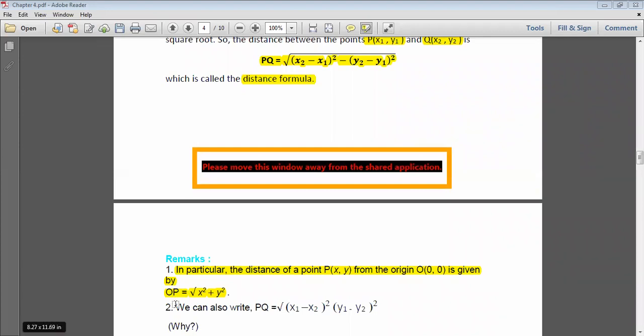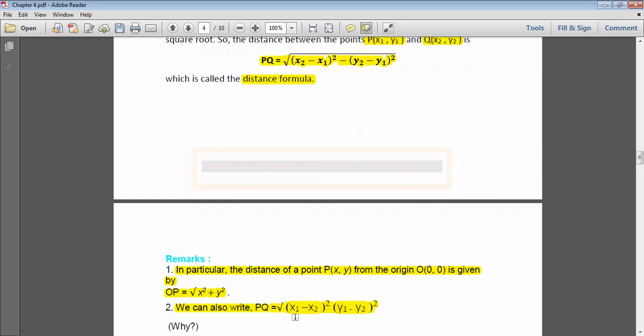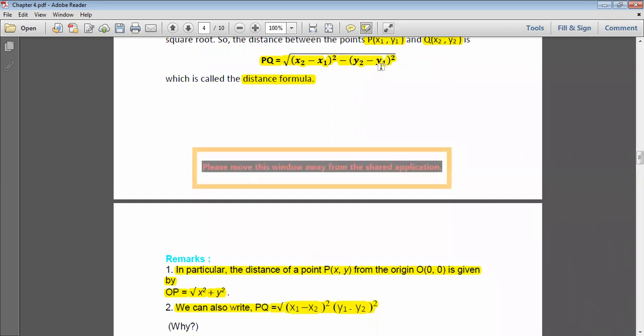Another remark is given to you: we can also write PQ is equal to square root of (x1 minus x2) the whole squared plus (y1 minus y2) the whole squared. How can we write that? Can anyone say why we are able to write it this way? The formula is actually x2 minus x1, but here we are writing x1 minus x2. Can it be written like that?